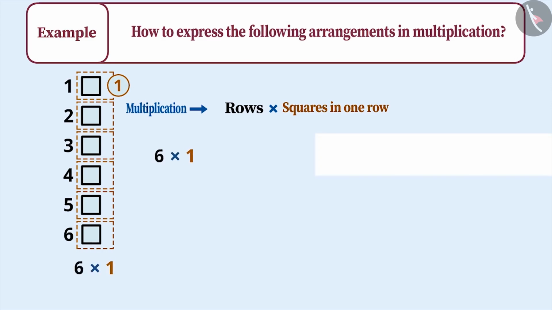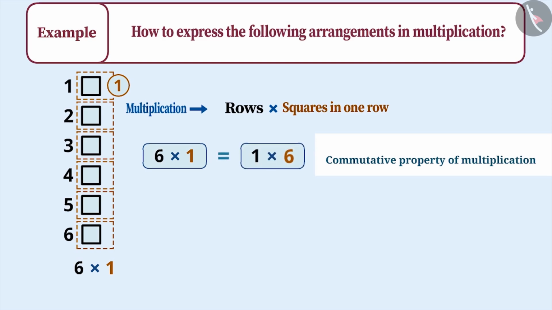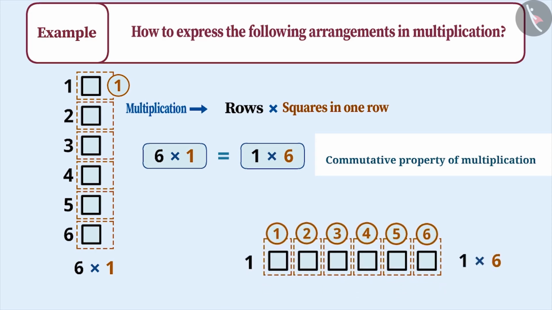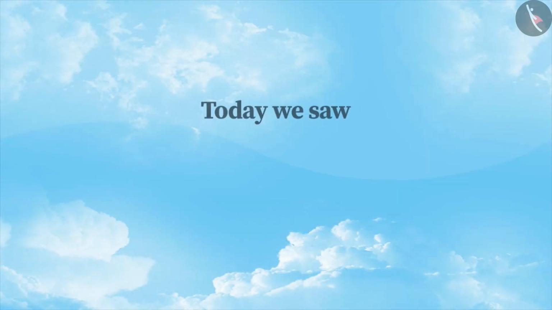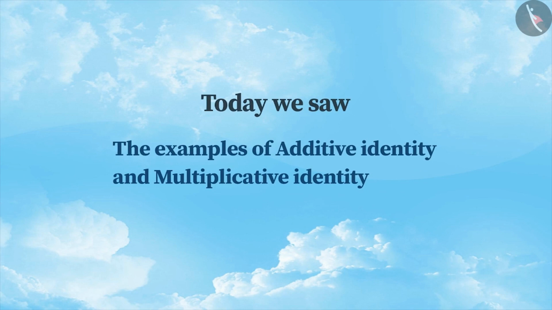As discussed earlier, by using the commutative property of multiplication, we can write 6 multiplied by 1 as 1 multiplied by 6 as well. But in practice, it will be expressed by making 6 squares in one row. Here, 1 is the multiplicative identity. So, whether we write 6 multiplied by 1 or 1 multiplied by 6, the result will be 6. Today we saw the examples of additive identity and multiplicative identity. In the next video, we will discuss some misconceptions related to this.